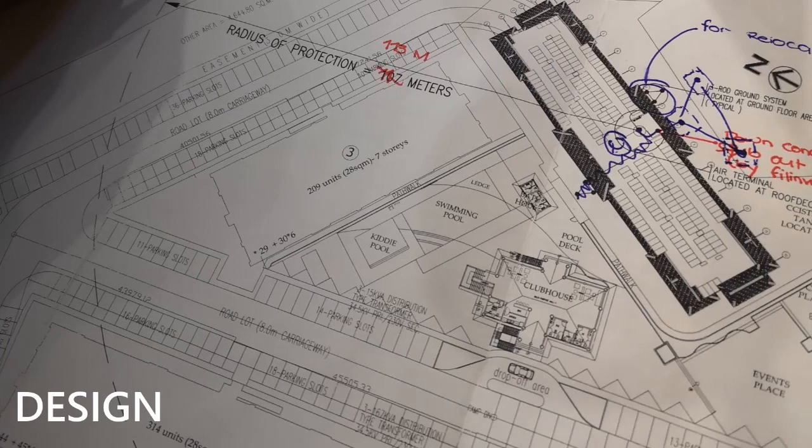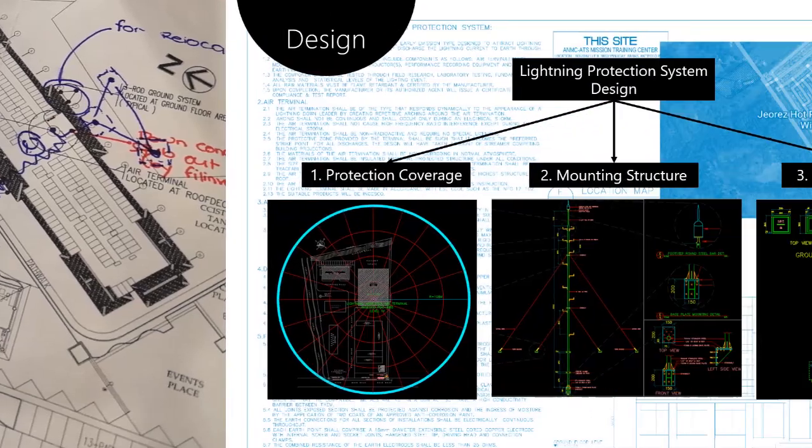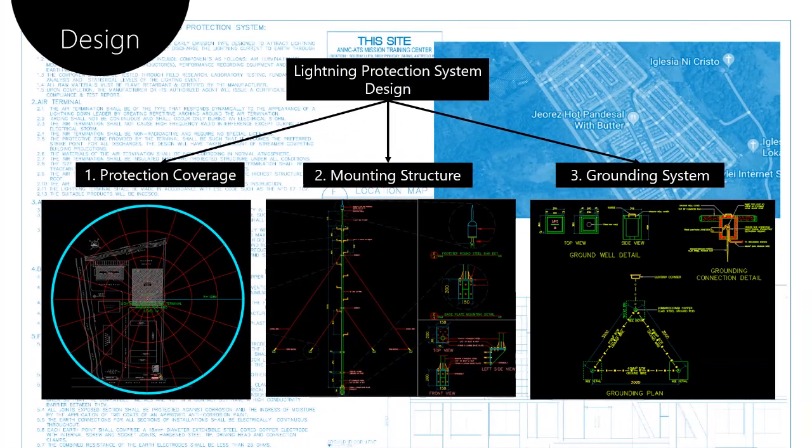Let's go now to another chapter of this presentation, which is the design. For the design, I divided it into three parts. The first part is the protection coverage layout, second is the mounting structure, and third is the grounding system. That is what the lightning protection system design consists of.